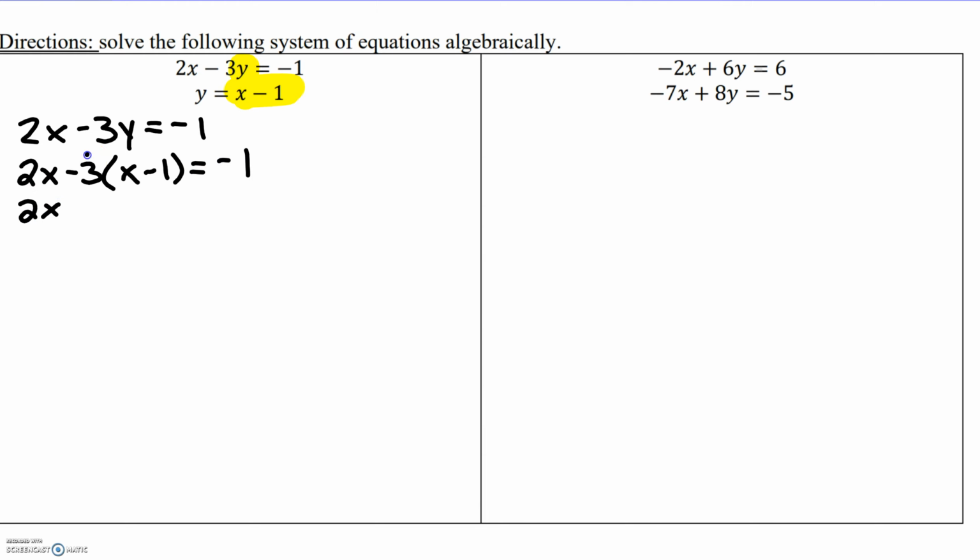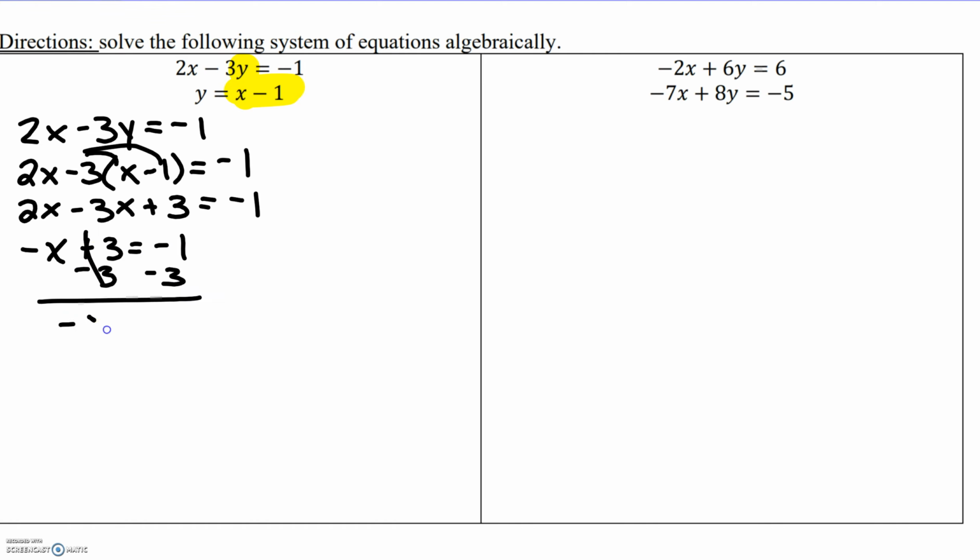From here, distribute out the -3, and then combine like terms. So 2x minus 3x is a -1x, plus 3 equals -1. Subtract 3. We need our x value to be positive, so x equals 4.